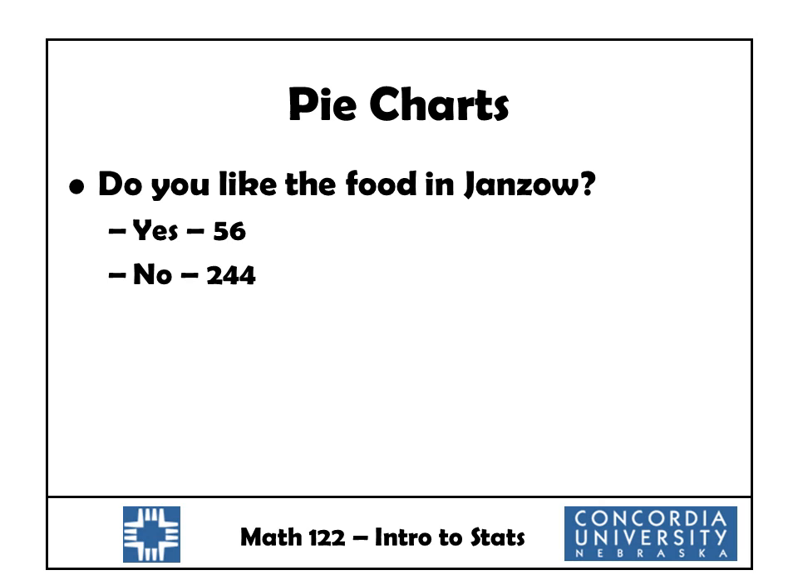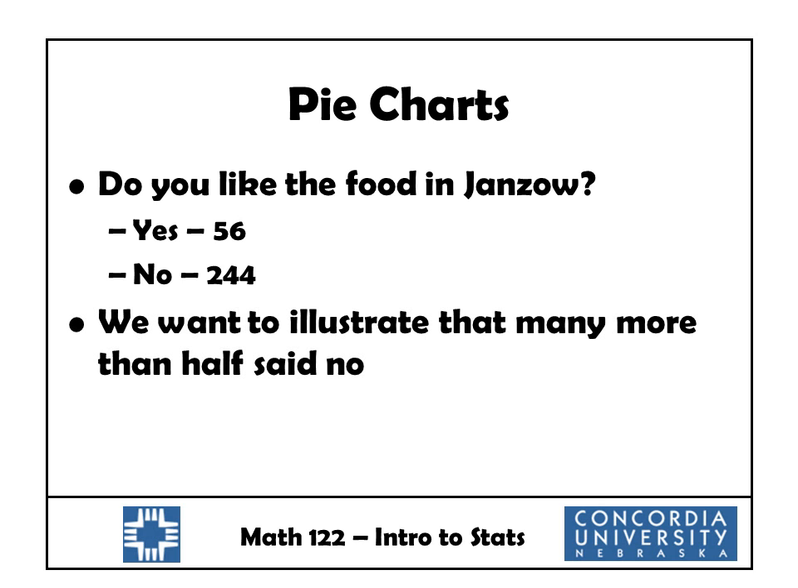Second type is one that we're all familiar with, and that's the pie chart. So let's suppose that we go out and we ask 300 students, do you like the food in the Janzhou cafeteria? And 56 of them say yes, and 244 of them say no. Now obviously a lot more people said no than yes, and we'd like to illustrate that point. Well, the numbers illustrate that well, but numbers are kind of hard to look at. Most people don't like looking at numbers, they'd rather look at pictures. And so a pie chart gives us a way of illustrating that many more than half said no.